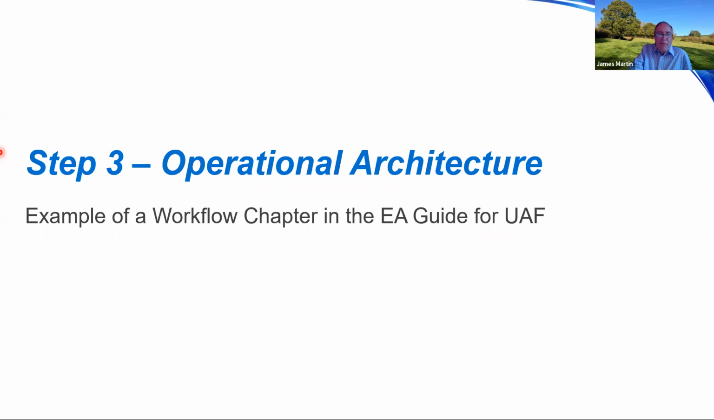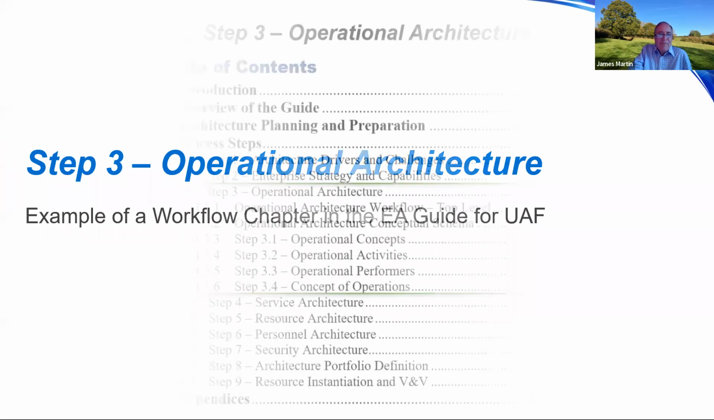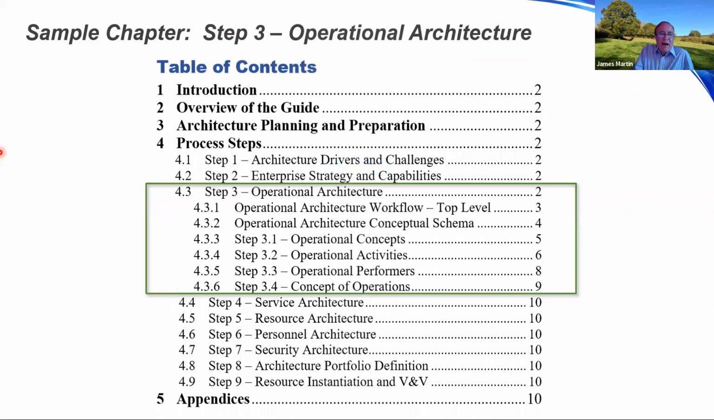So we're going to take a look at step 3 for operational architecture. Looking at the table of contents, you can see what's in each chapter. First, we start off with the top level workflow for that particular step. Define the conceptual schema for that step. And what we mean by conceptual schema is the conceptual entities and relationships between those entities that are applicable to that particular domain. And then we go into each of the major sub-steps. In this case, there's 4 sub-steps.